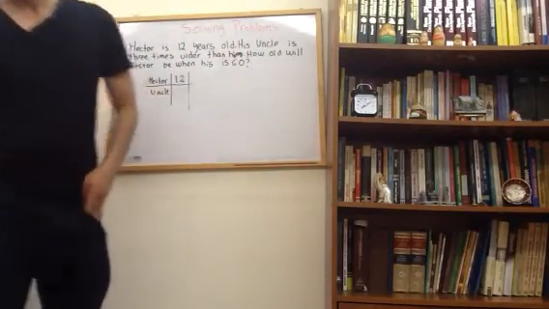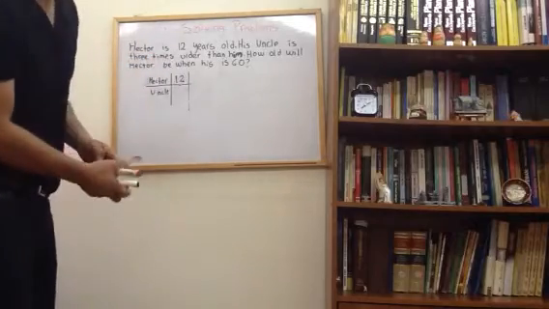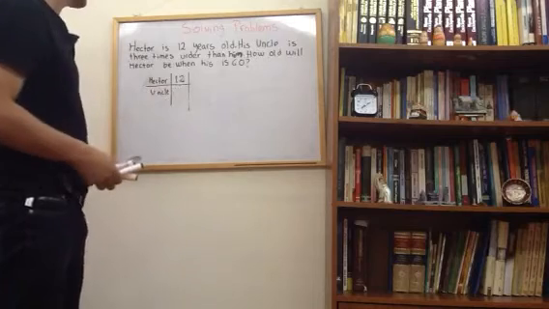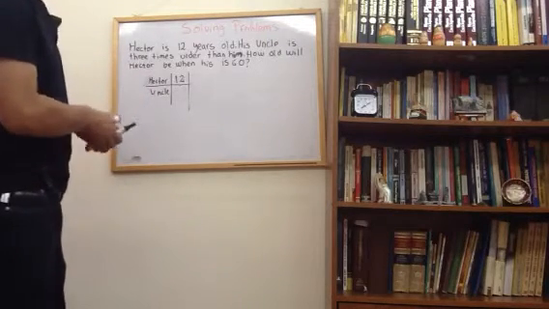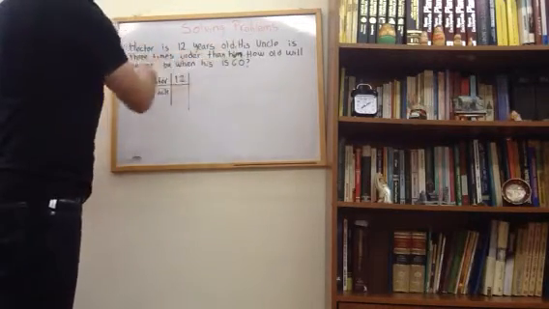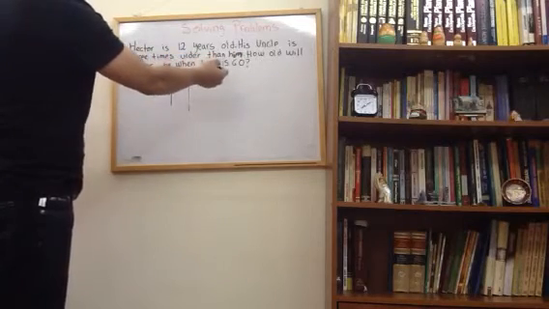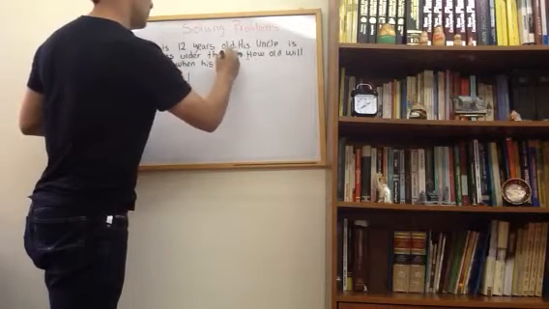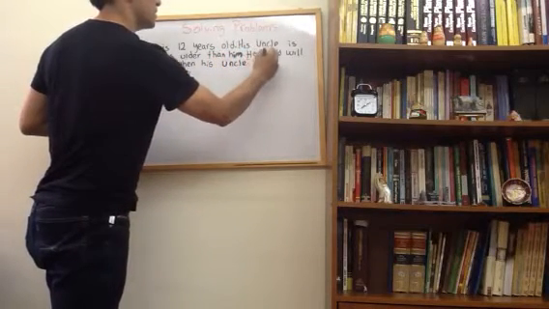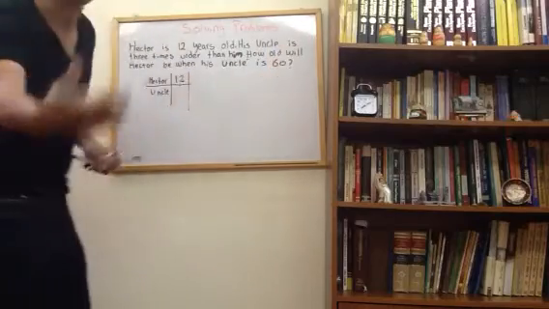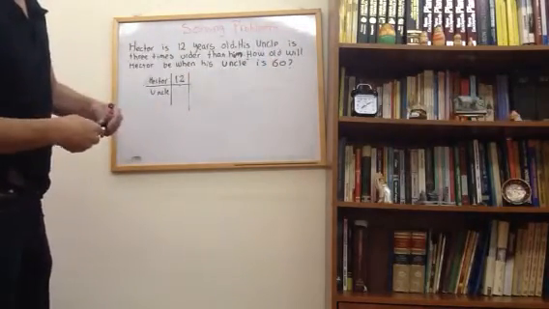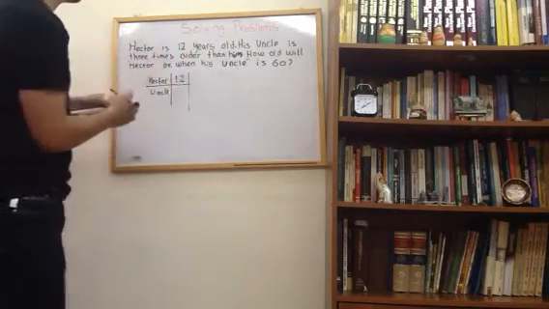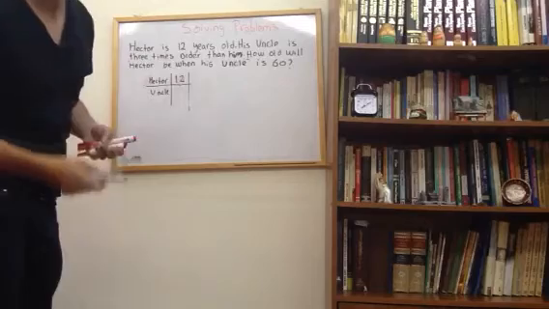Alright? So the thing is, I'm going to read it again, I'm sorry. Hector is 12 years old. His uncle is 3 times older than him. How old will Hector be when his uncle is 60? Once again, I'm going to read it again. Hector is 12 years old. His uncle is 3 times older than him. How old will Hector be when his uncle is 60?